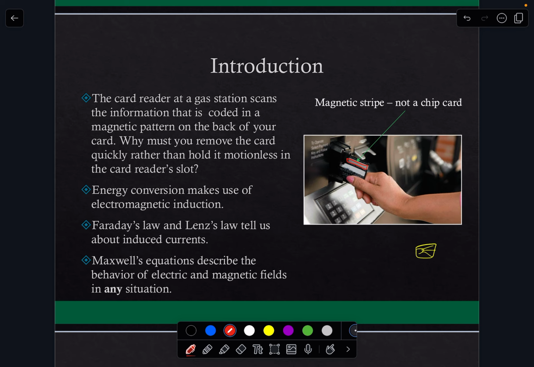So this magnetic stripe on the back of your card, we're waving it in and out of a machine. And what's happening when we do that? Well, we're actually changing the magnetic flux near that reader, okay? So a card reader at a gas station is basically operating on magnetic flux. So this change in magnetic flux is creating a voltage, which creates a current, and the information from your card is transmitted to the machine. So we're going to basically be breaking apart that phenomenon using Faraday's law and Lenz's law, okay?